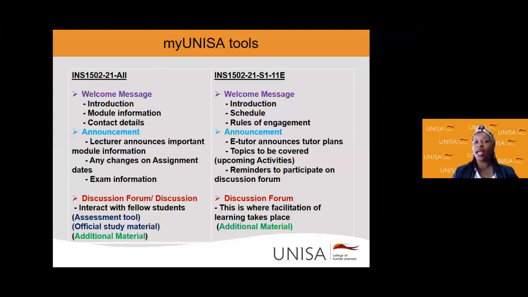So that is the short code, and then followed by 2021, which is the year, the semester, S1. If you're registered for S2 for that particular module, it will be S2, and then the 11 is the group 11. E stands for eTutor. That is the difference between the lecturer side and the eTutor side. Now let's look at the tools.